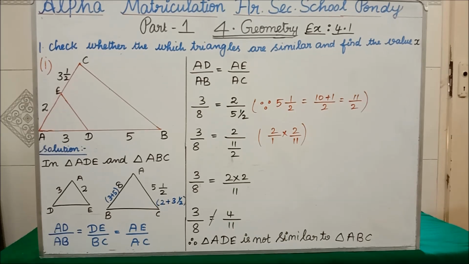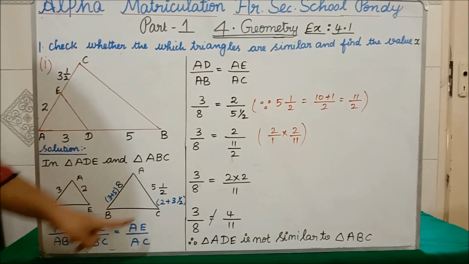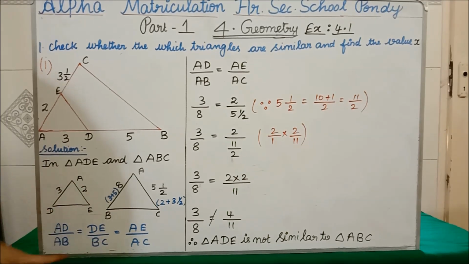So by checking, I am writing here the corresponding sides. For AD, what is the corresponding side? AB. So I have written AD divided by AB. Clear all of you? The AD corresponding side is AB. Similarly, DE, base line I am taking. DE corresponding side is BC is equal to. Last one is AE, corresponding side is AC. Clear all of you? We are writing.